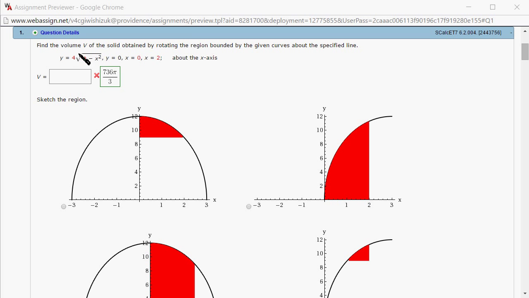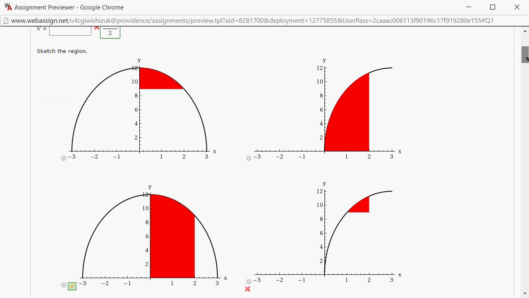If there's no 4, that's just going to be a semicircle, and the 4 just applies a vertical stretching. So it's a vertically stretched semicircle. And y equals 0 is just the x-axis, x equals 0 is the y-axis, and x equals 2. Let's try to find the correct picture.